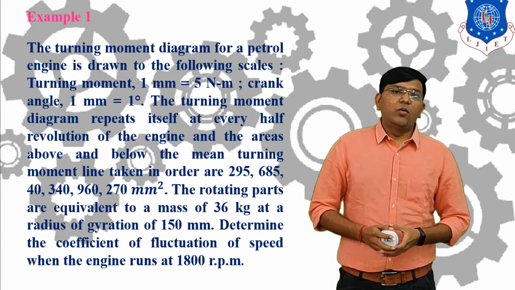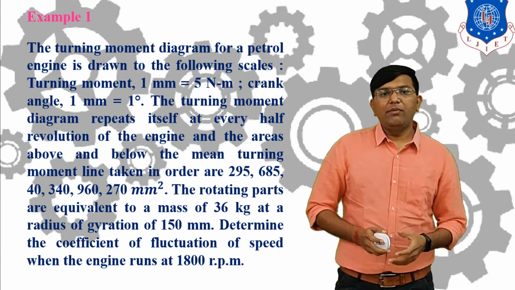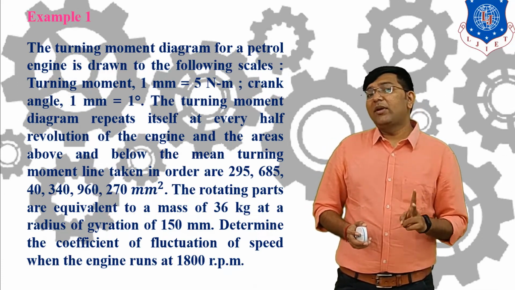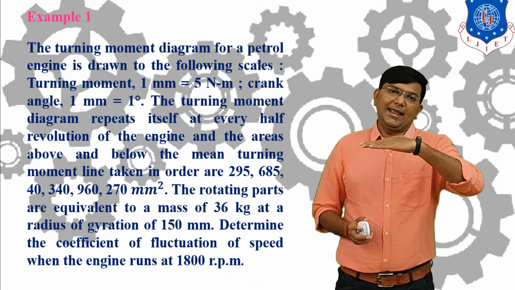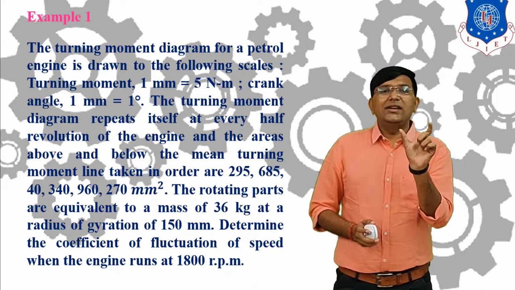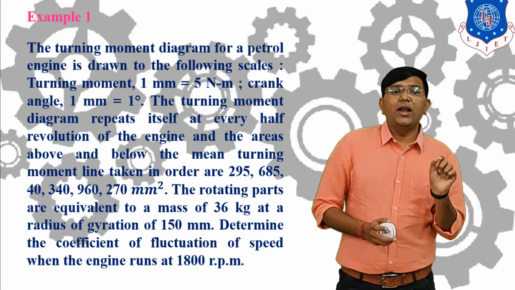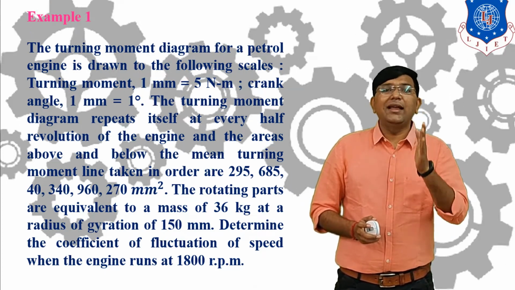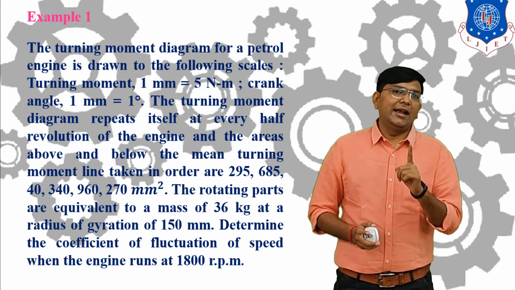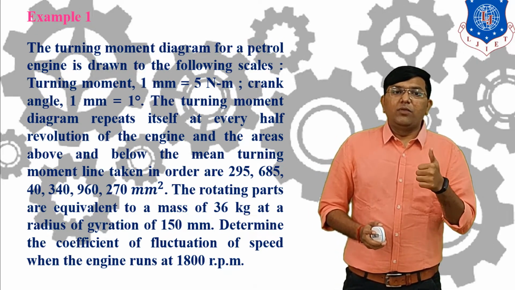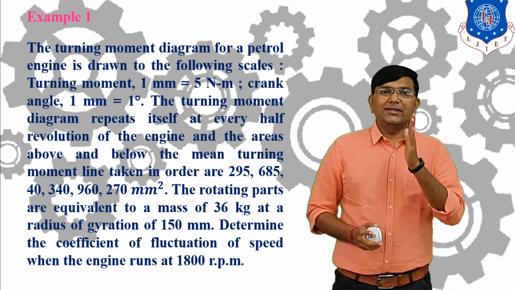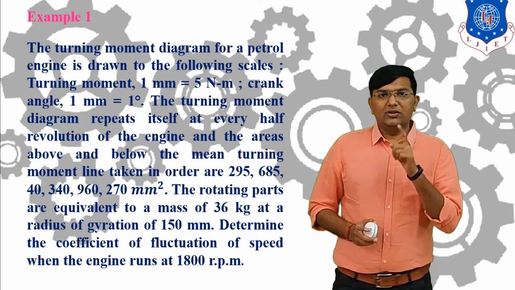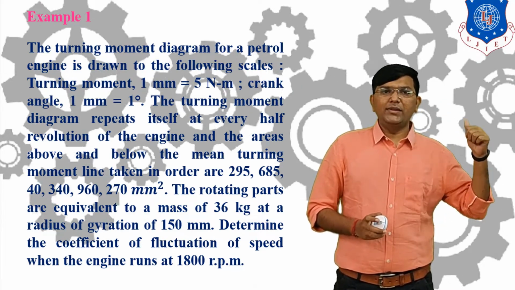Example number 1: the turning moment diagram for an engine is drawn to the following scale. Now the turning moment diagram is turning moment versus crank angle, so we have to consider a scale for that. The turning moment 1 mm is equal to 5 Newton meter. In the turning moment diagram, turning moment is on the y-axis and crank angle is on the x-axis. The scale for the crank angle is 1 mm is equal to 1 degree.